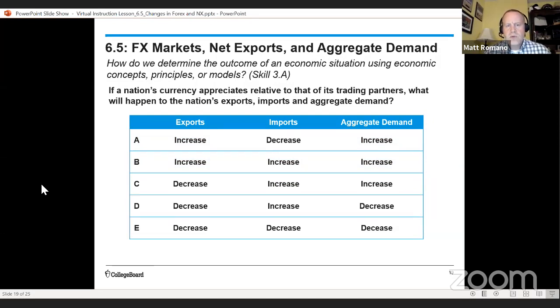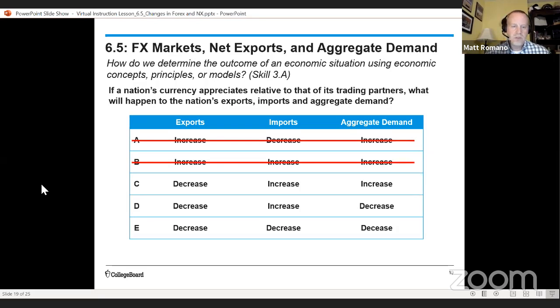If a nation's currency appreciates relative to that of its trading partners, what will happen to the nation's exports, imports, and aggregate demand? Okay, so we've actually answered these separately throughout the day today. Let's go back through it one more time and make sure it makes sense. So the currency is appreciating. The value of the currency internationally has appreciated relative to trade partners. Are those trade partners going to want to buy more goods from the nation or less? Because we're talking about exports first. Well, if the currency is appreciated, their goods are going to be more expensive than they used to be. That tells me that the exports are going to decrease.